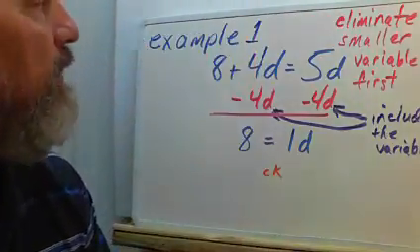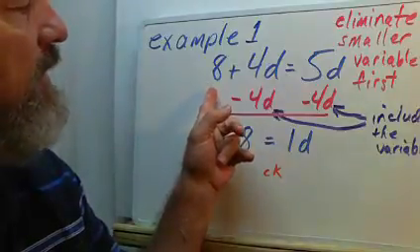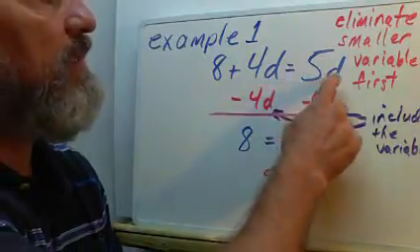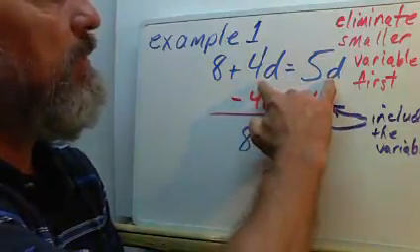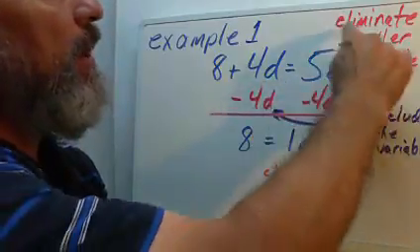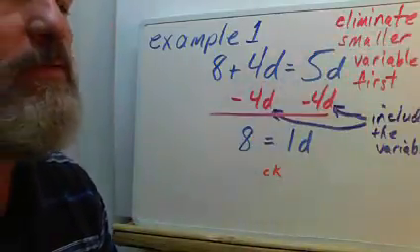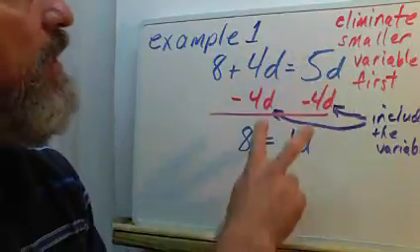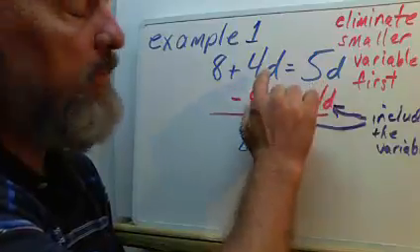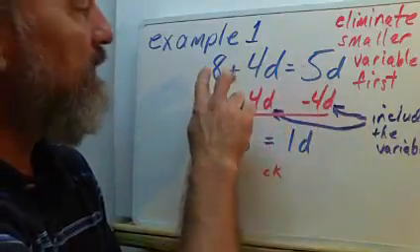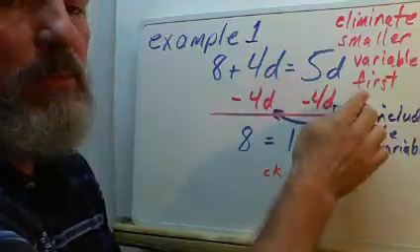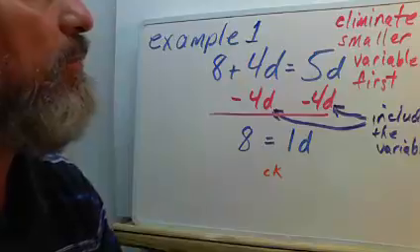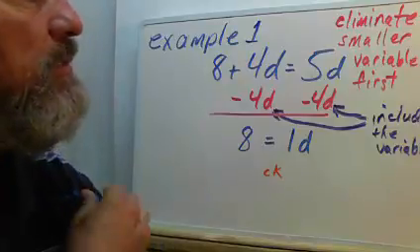For example, in example number 1, we have the constant 8 plus the variable 4 times d equals 5 times d. So we have the same variable on both sides of the equation, d. The general rule that I would suggest that you use is that you always eliminate the smaller variable first. The first thing I want you to do is go after the variable, because in a couple of problems we're going to have constant on both sides and variable on both sides. I would always attack the variable first, and I would always do it by removing the smaller variable. The reason for that is simple.